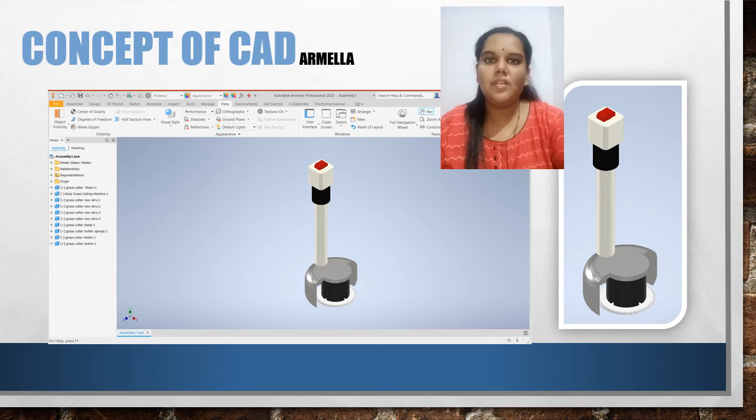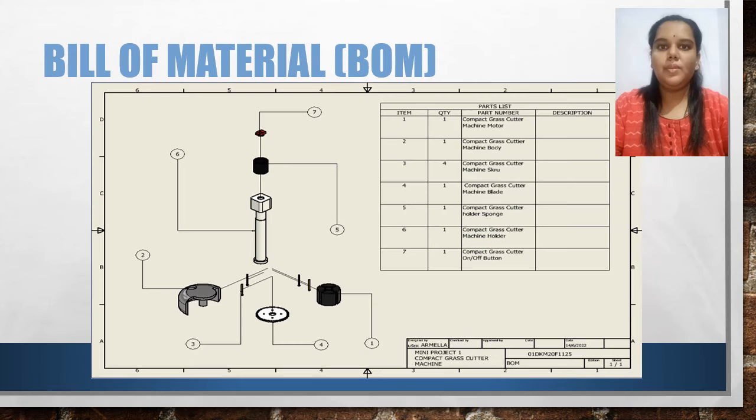So let us see the bill of material for my design. For my design, there are 7 bill of material items. The first one is the compact grass cutter machine motor. The second one is the compact grass cutter machine body. The third one is the compact grass cutter machine screw. The fourth one is the compact grass cutter machine blade. The next is the compact grass cutter holder sponge. The sixth one is the compact grass cutter machine holder. And the last one is the compact grass cutter on off button.